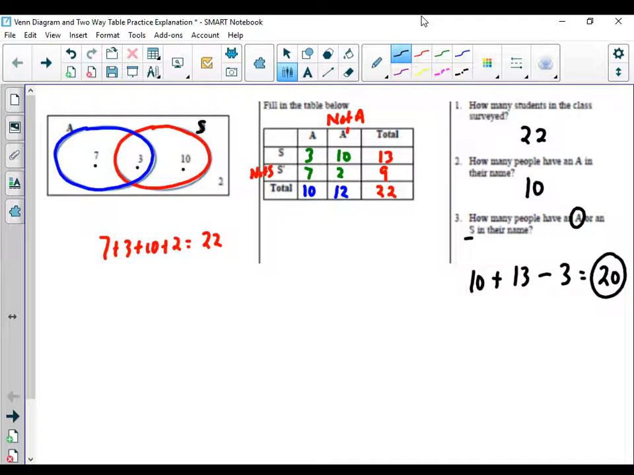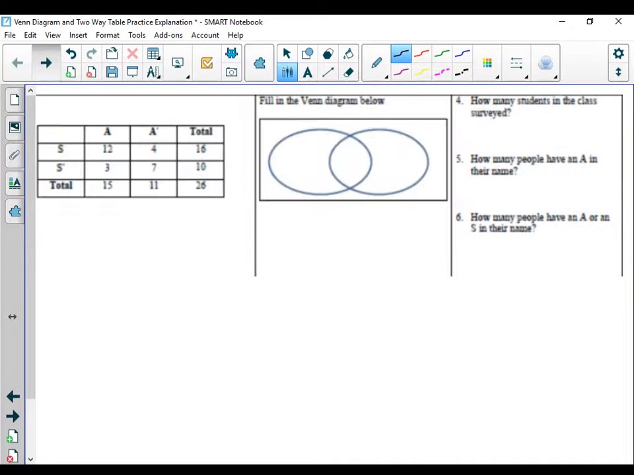So that's an example of starting with the Venn diagram and then using that information to fill in the two-way table and to answer the questions. All right, let's look at an example now where we start with a two-way table. We're going to have to try to fill in the Venn diagram, and then we'll answer the questions after that.